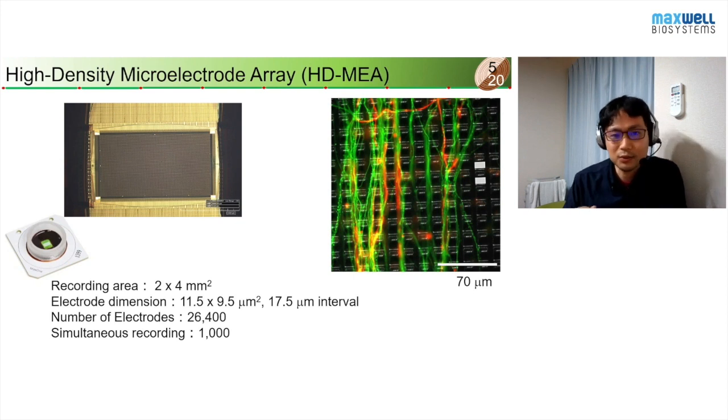Now we use MaxOne HD-MEAs for high spatial temporal electrical imaging. The right photo shows an immunofluorescent image of sensory neurons cultured on the electrode. The green color indicates axons, and red shows myelin sheath. The light gray squares on the right side show the size of electrodes. So we can apply multiple electrodes to a single axon or a single myelin segment, and we can record spatial characteristics along myelinated axons.